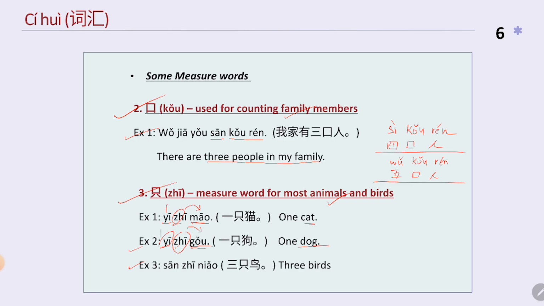Number 3. 三只鸟。Here 三 means 3, 鸟 means birds, and here 只 is a measure word for birds, so that means 3 birds. In the Chinese language there are many measure words. We will learn them slowly and gradually.